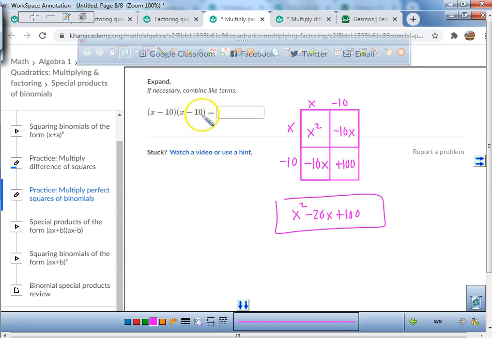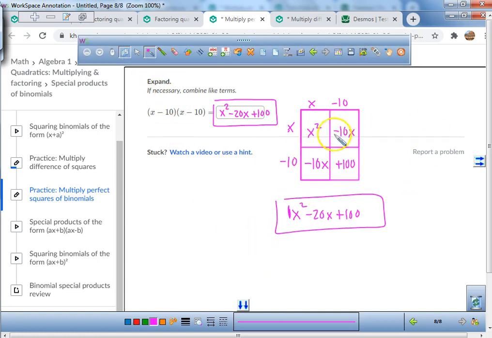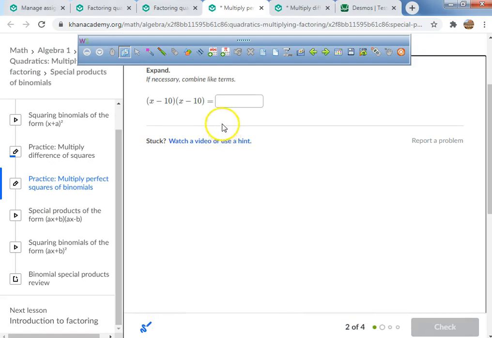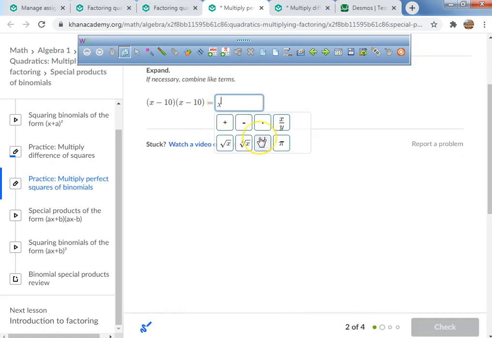What's negative 10 plus negative 10? Negative 20. What's negative 10 times negative 10? 100. So when I'm looking at these, a lot of times, all I'm doing is x squared, negative 10 plus negative 10 is negative 20, negative 10 times negative 10 is 100. Now that will work if and only if the number in front of the x squared is a 1. Otherwise, you better do the array method. So, x squared minus 20x plus 100.